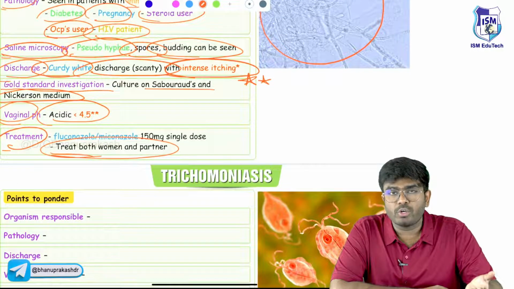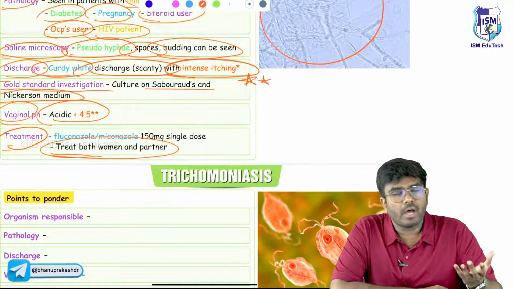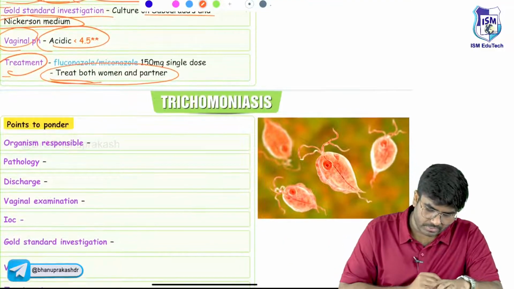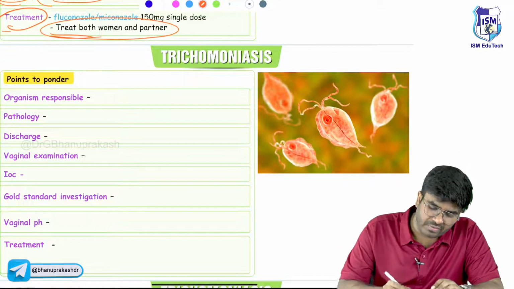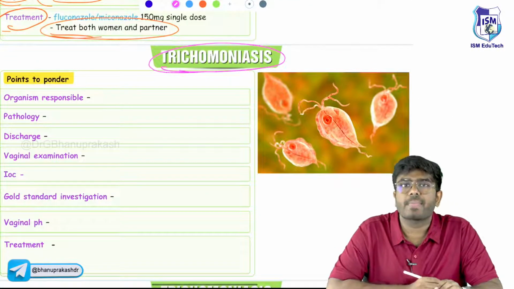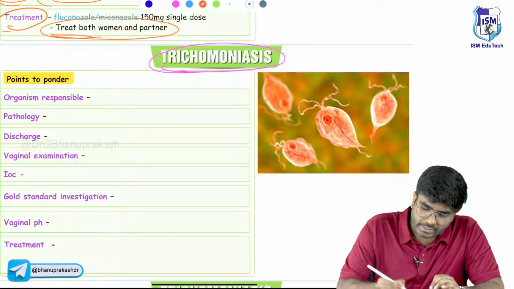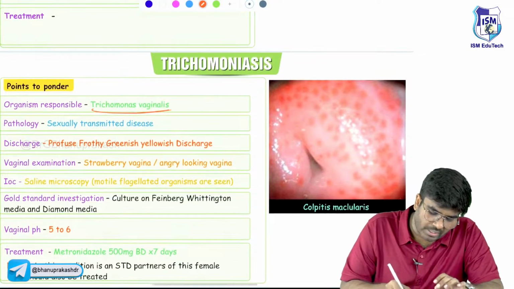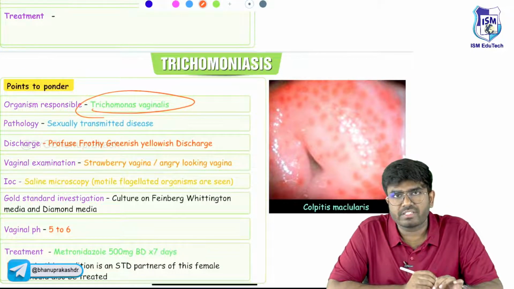What is the gold standard? The gold standard is culturing this organism on Sabouraud's and Nickerson's medium. And what is the treatment? It is fluconazole, miconazole. Now, the last infection which I want to discuss here is the trichomoniasis. Okay, trichomoniasis. See, this trichomoniasis, what is the organism responsible? The organism responsible is Trichomonas vaginalis.